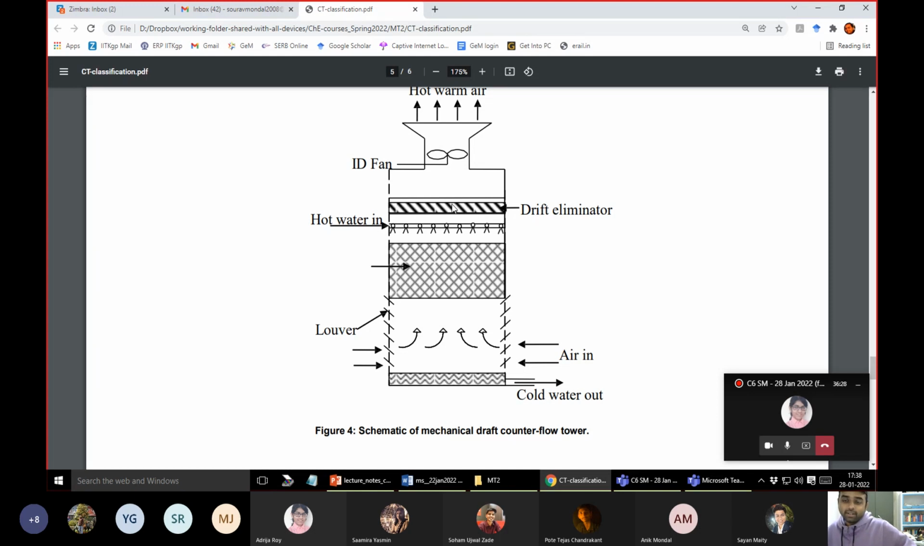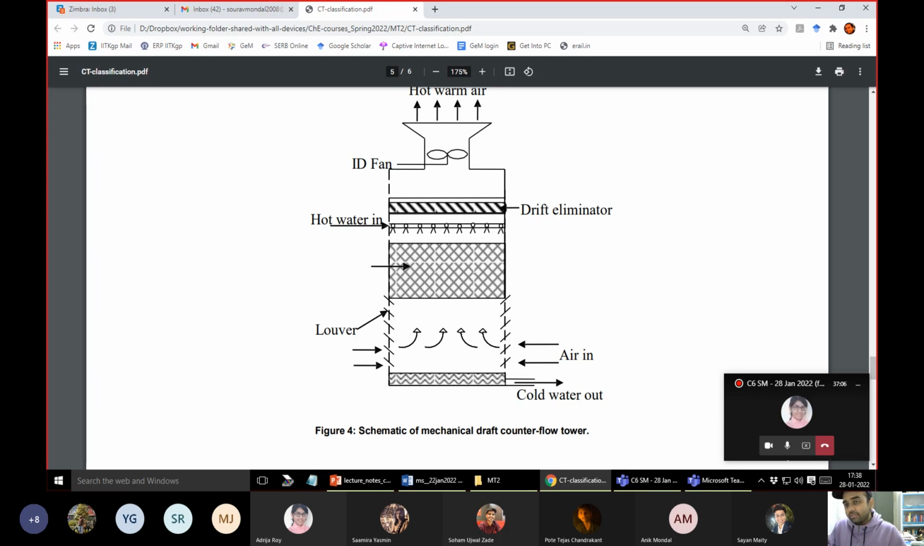Now both have their own advantages and disadvantages, right? Whether it's the induced type or the forced type, they have their advantages. So what do you think about the advantages and disadvantages of the induced and the forced type? All of you can easily understand that these are more efficient versions than a natural draft or atmospheric draft. But the downside is that you need a fan here, which costs you energy.